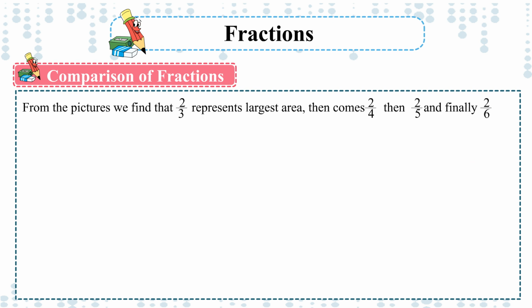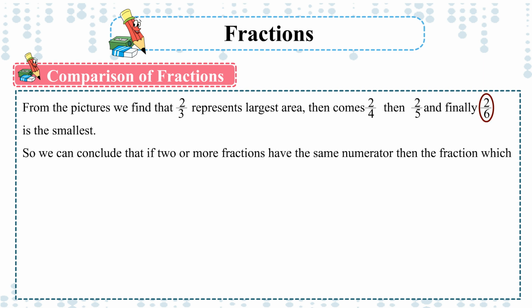From the pictures we find that 2 upon 3 represents largest area, then comes 2 upon 4, then 2 upon 5, and finally 2 upon 6 is the smallest. So we can conclude that if 2 or more fractions have the same numerator, then the fraction which has the smallest denominator represents the greater fraction.